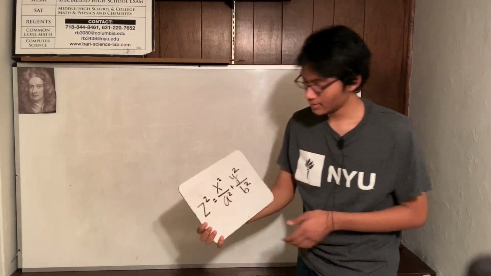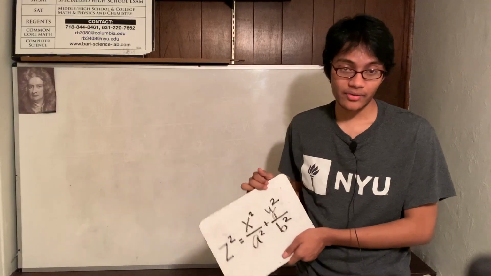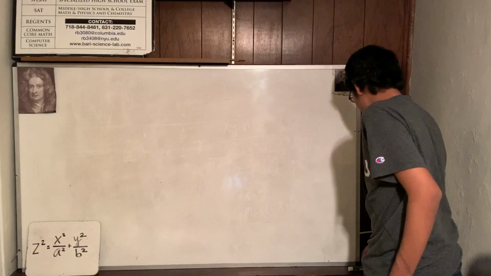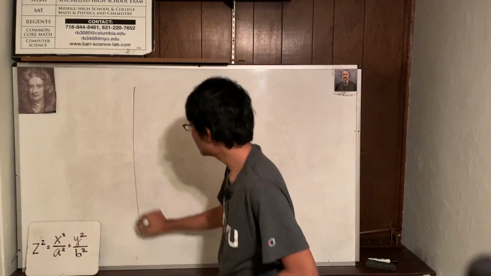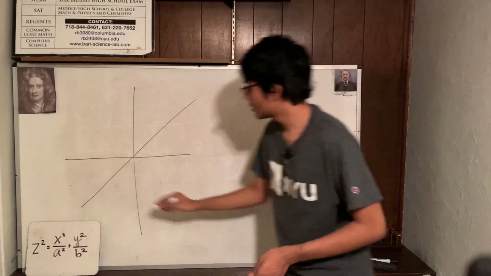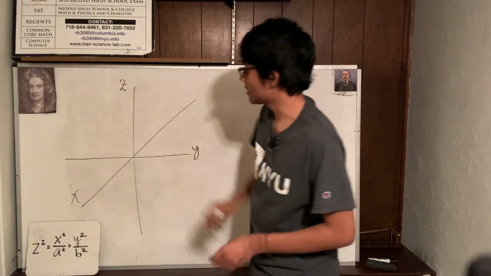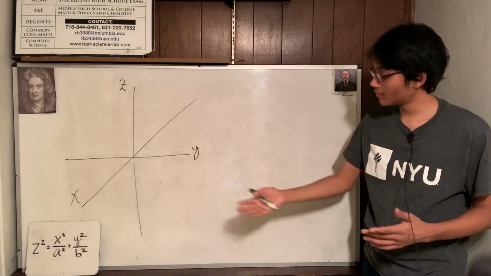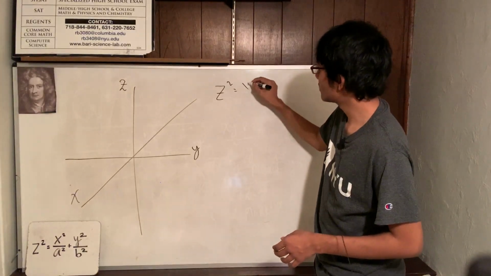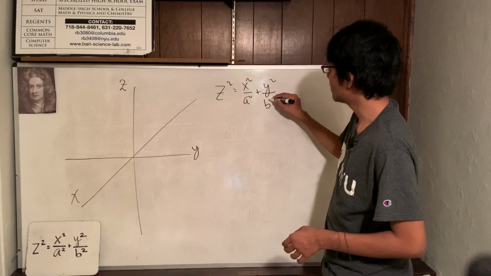So here's what we have. z squared is equal to x squared over a squared plus y squared over b squared. Alright, so first thing I gotta do, draw the xyz axes. So here's my z, here's my y, here's my x, old story. So here's x-axis, here's y-axis, here's z-axis. Now I'm gonna rewrite my equation right over here. So I got z squared is equal to x squared over a squared plus y squared over b squared.